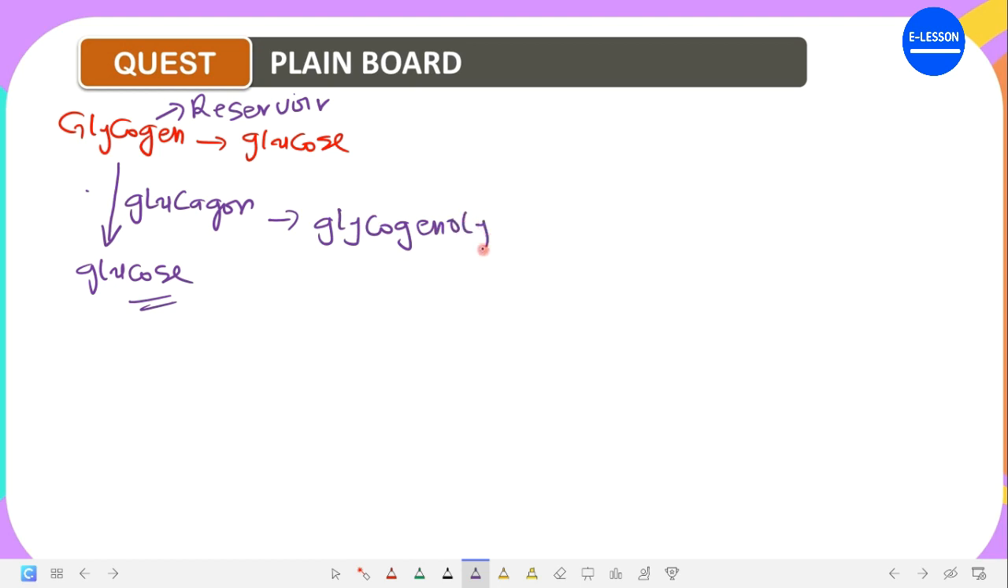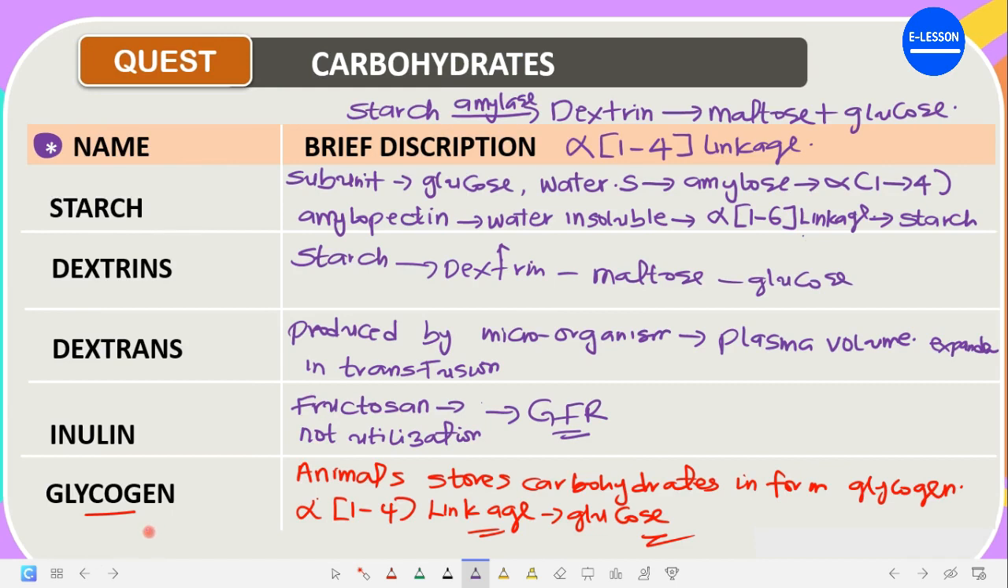Glycogenolysis. You are going to learn it in second semester carbohydrate metabolism, but that should not be your problem for now. So that is for glycogen. Glycogen also contains glucose. Animals store carbohydrate in the form of glycogen, and the linkage that joins the glucose molecules together is the alpha 1,4 linkage. It's like the counterpart of starch in animals.